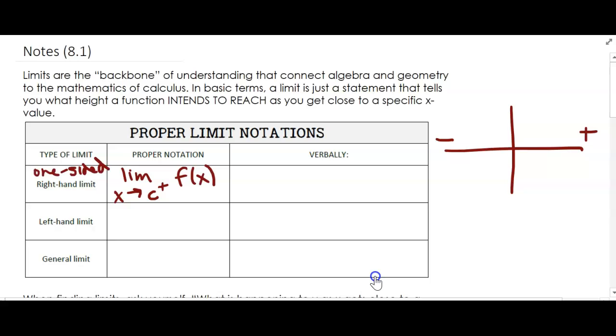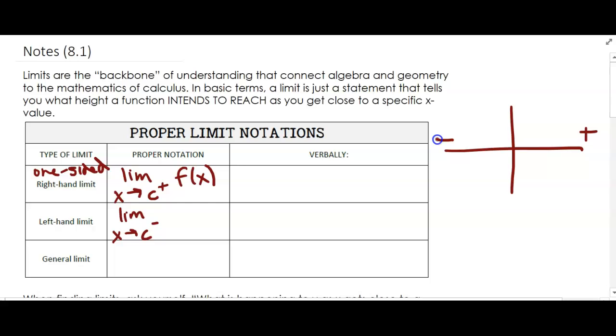Same thing for left-handed limit. It is also a one-sided limit. I just care about what y value my graph is approaching as I approach an x value from the left. That is going to look similar, except instead of a superscript plus, it is going to have a superscript negative. So the limit as x approaches c from the left of f of x.